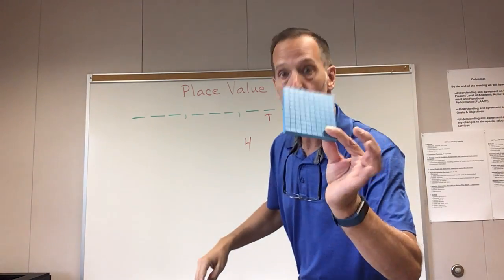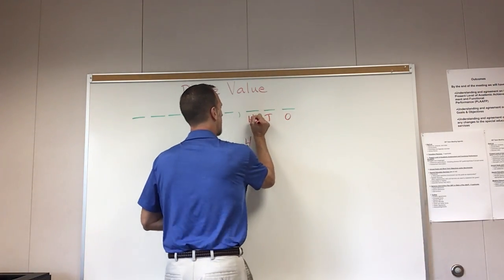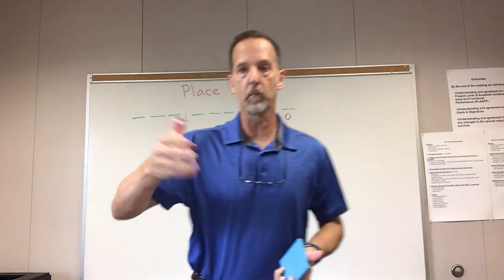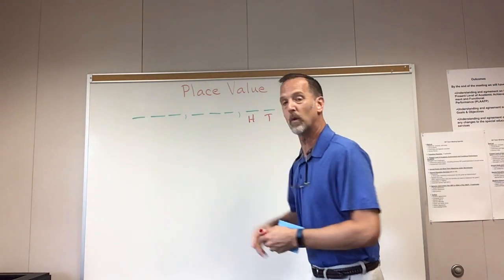Now, how many of these? You'd have 4 of these, it would be 400. So this is the hundreds place. All right? So the value of your number is going to change depending on where you put it. Stick with me here for a minute.